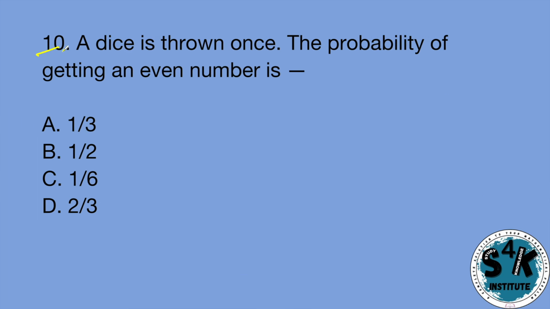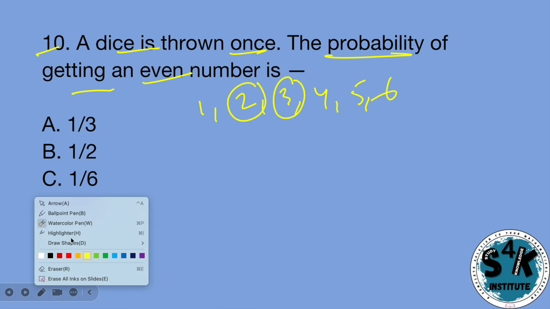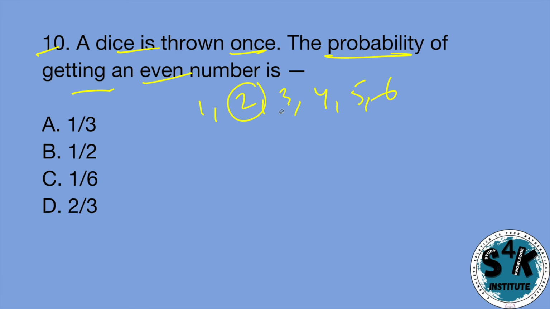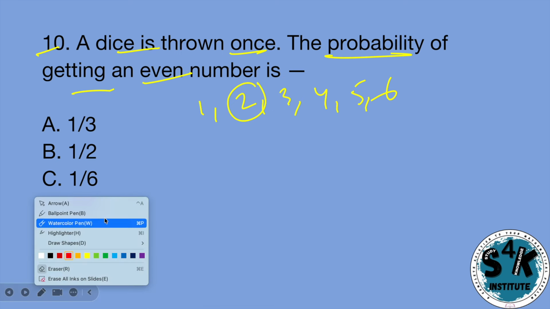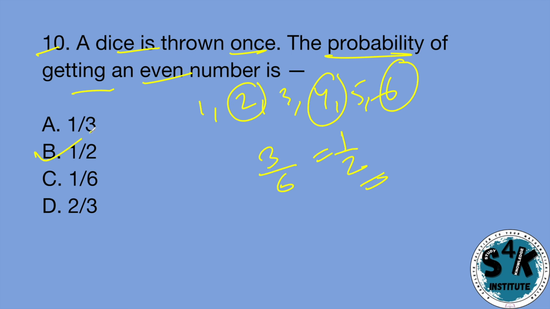Question number 10. A dice is thrown once. So a dice has how many numbers? 1, 2, 3, 4, 5, 6. So the probability of getting an even number, how many even numbers are there? 1, 2, sorry, my bad. 2, 4 and 6 are the even numbers. So 3 out of 6. So it becomes 1/2. So the answer is B.